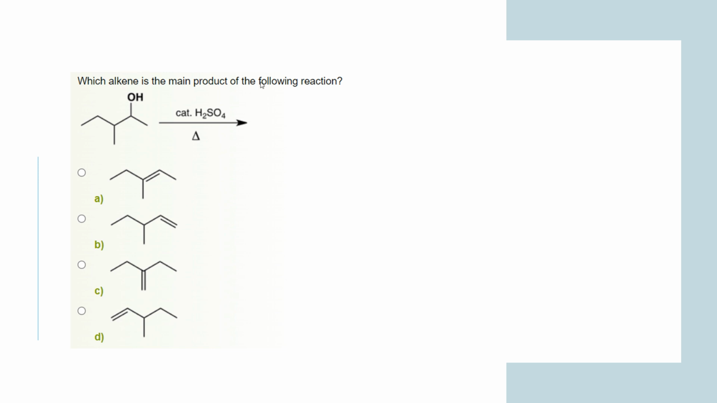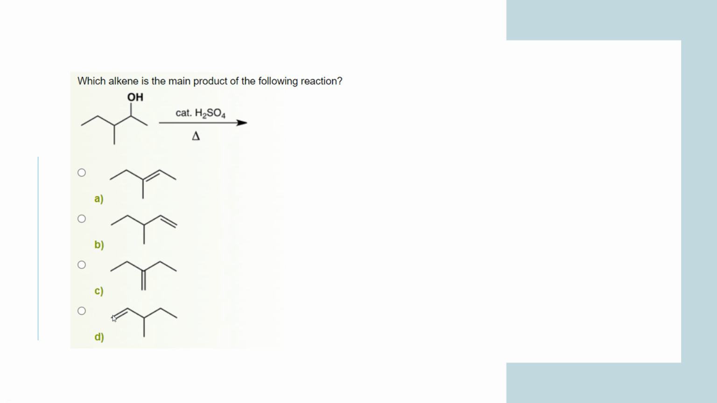Moving to the next question now, and again you are given an alcohol here, and you are asked which alkene is the main product of the following reaction. So we are treating this alcohol under acidic dehydration conditions. We have added acid and are heating the reaction, and we are expecting elimination of a water molecule. But out of these four alkenes, which one will you get as the major product?